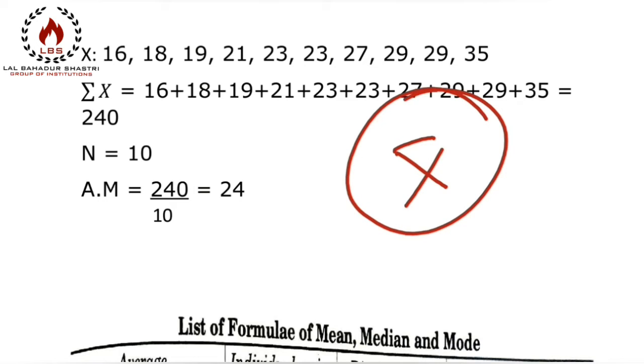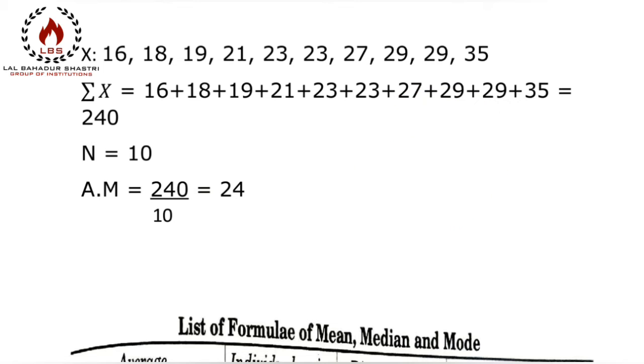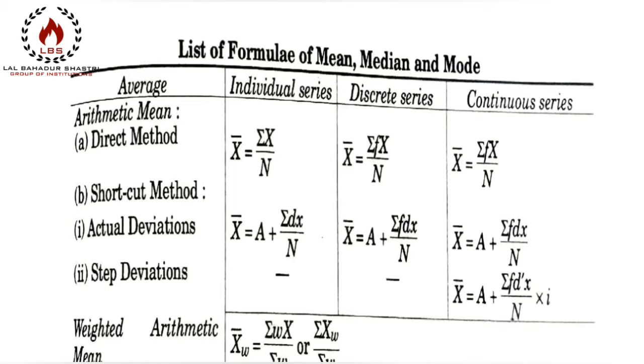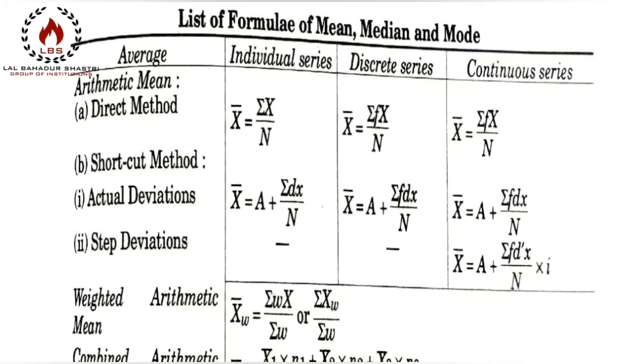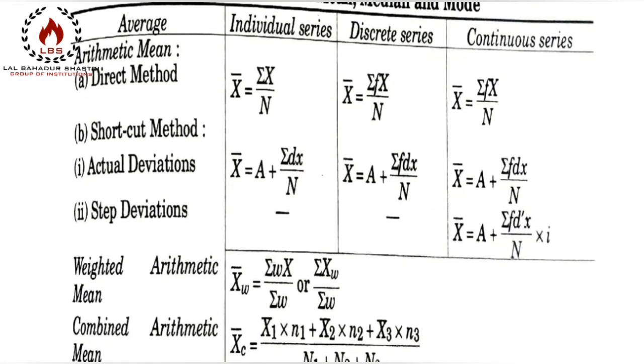This is called mean. X bar is used to denote mean. So 24 is our mean. Now look at this chart. This chart shows the complete formula of mean, median and mode. It actually has mean.